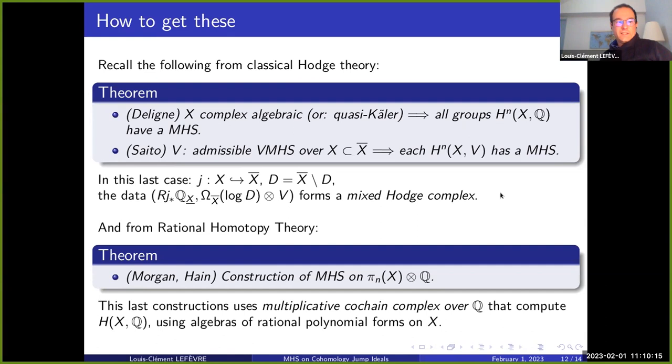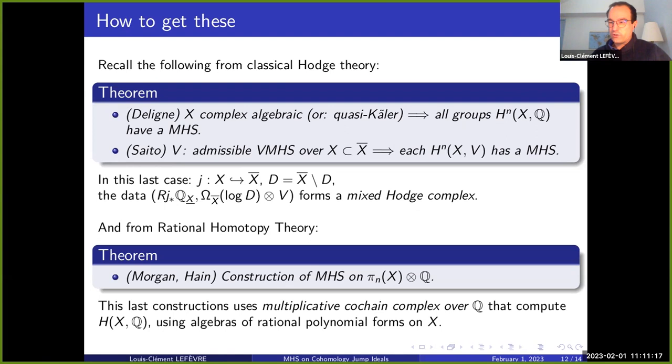And people who did rational homotopy theory, like Morgan and Hain, constructed mixed structures on the rational homotopy groups. For this, they need a complex that computes the cohomology of X, but they need a model over Q that is multiplicative at the level of the complex. So the part over Q of the mixed complex is a kind of algebra of rational polynomial differential forms over X. That's how you get something that behaves like differential forms but is defined over Q, and is graded commutative directly at the level of the complex. And they needed this to put mixed structures on the cohomology.